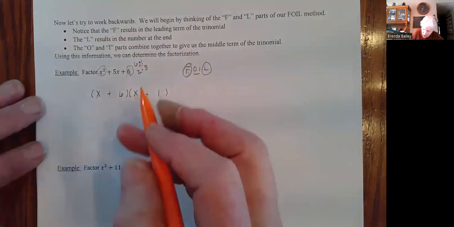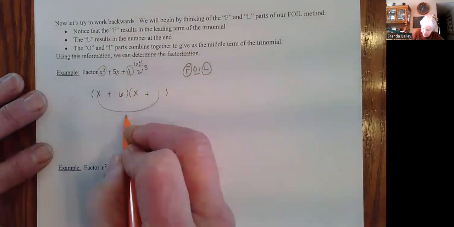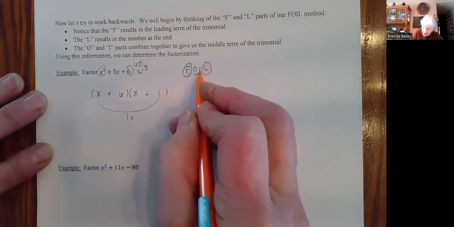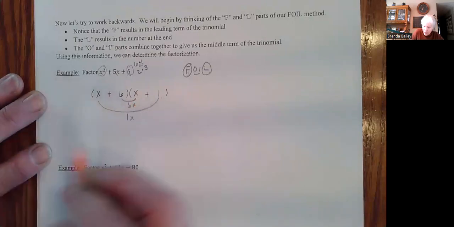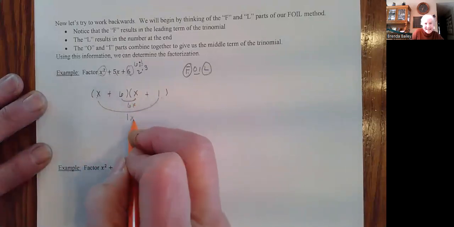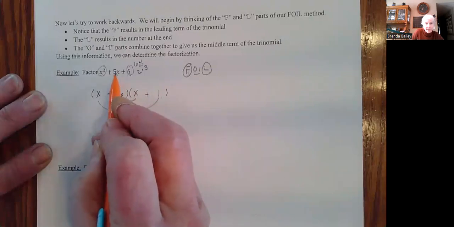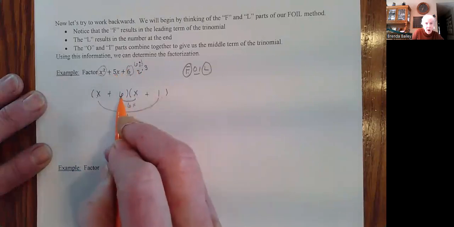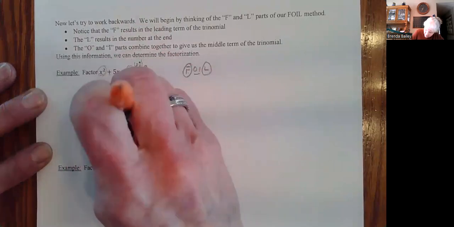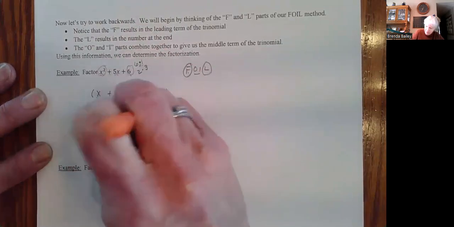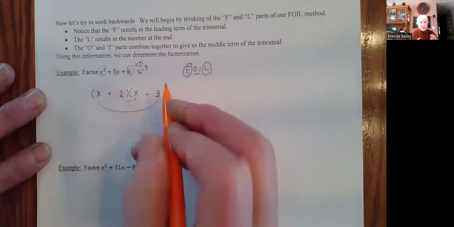So let's check it. Do we get 5x? Well, 1x, the outside, I is the inside, multiply those. Now when you combine your like terms, you get 7x. But 7x is not our middle term. So we can't use 6 and 1. So what we're going to do is erase it and try our other option of 2 and 3. Doesn't matter where you put the 2 and the 3. There's no specific order here.